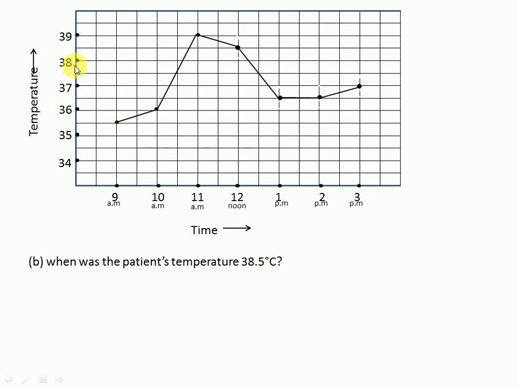Next question, when was the patient's temperature 38.5? First we see the temperature 38.5. 38.5 lies between 38 and 39. Here is the line in between 38 and 39, that is 38.5. Next we will see the time. Time is 12 noon. Write it here. At 12 noon, the patient's temperature is 38.5 degrees.